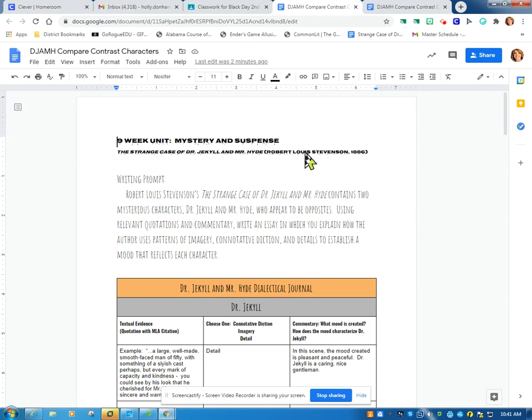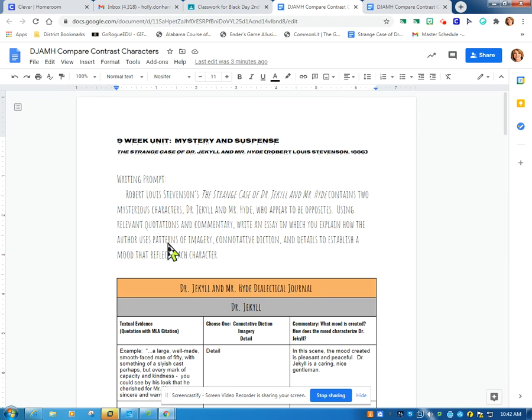Now let's break down this prompt so that we understand what it is. The first sentence is background information, reminding us that it was a mystery and that Dr. Jekyll and Mr. Hyde appear to be opposites. So, using relevant quotations, that's text evidence, and commentary, you're going to write an essay where you explain how the author uses imagery, connotative diction, and details to establish a certain kind of mood that reflects each character.